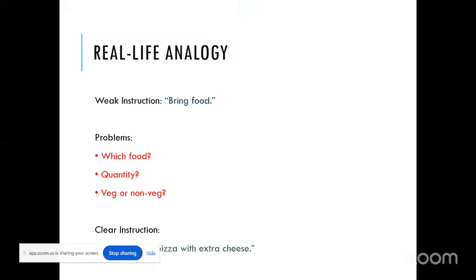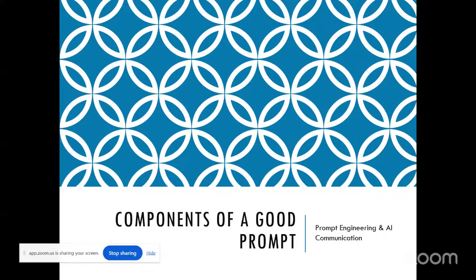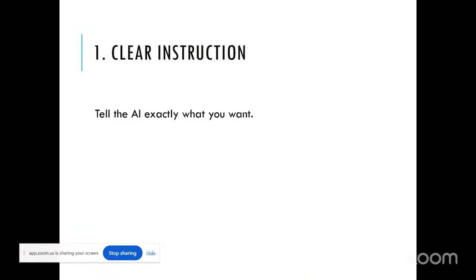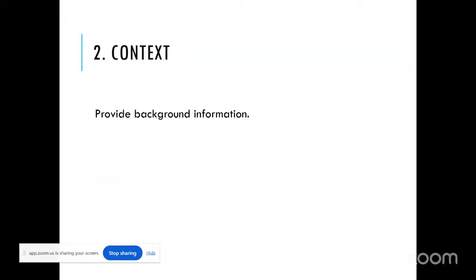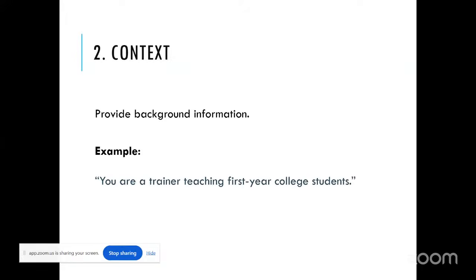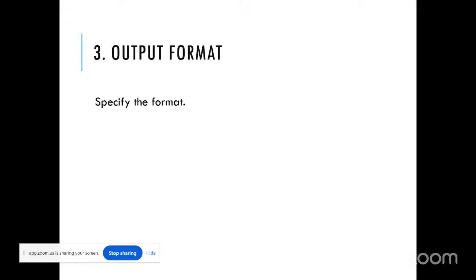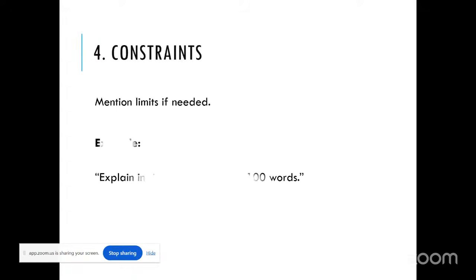How to give a good prompt. Okay, so this is a topic. How to give a good prompt. So you need the 4 components. First one is clear instruction. Second is context. Context means it provides background information. And third is specify the output format. And fourth is constraints. Mention limits if needed. So you need to follow these 4 things to give a good prompt.